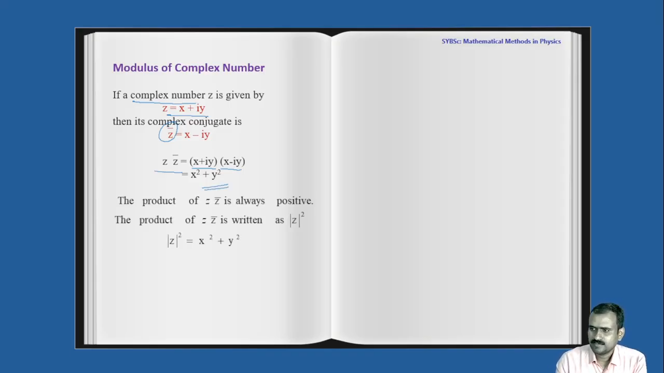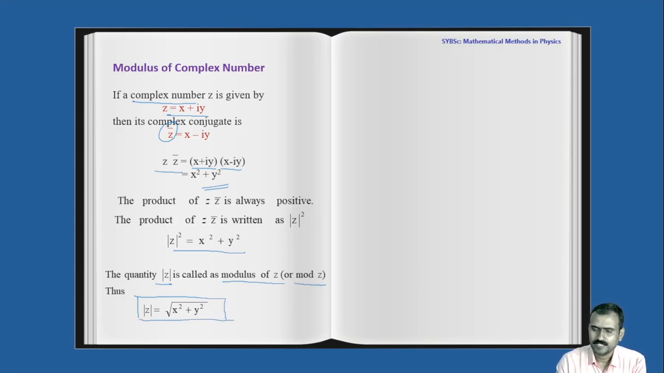The product of z and z bar is always positive. The product of z and z bar is given as mod of z square. Mod of z square is equal to x square plus y square, and the quantity mod z is called the modulus of the complex number z. Thus mod of z is equal to the square root of x square plus y square. By using this formula we can get the modulus of z of any given complex number.